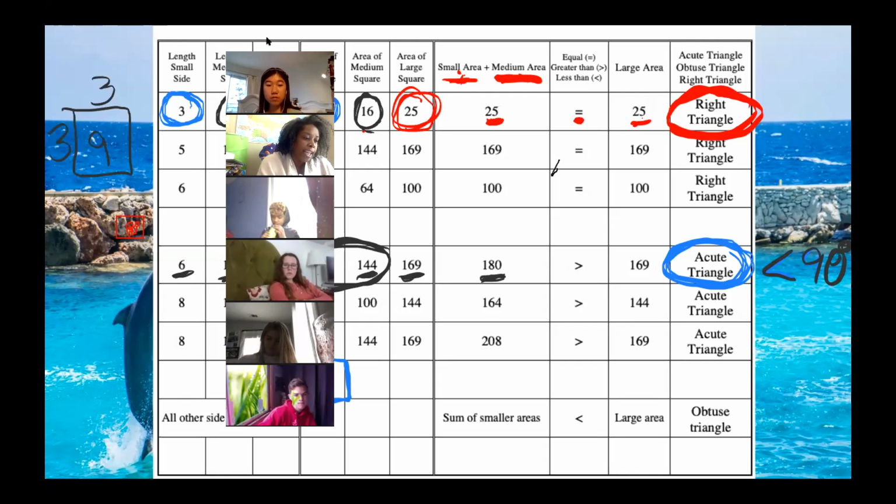And then 180 is actually greater than 169, which is the area of the large side. Since it's greater, then since the sum of the small and medium are greater than the large, we have an acute triangle.